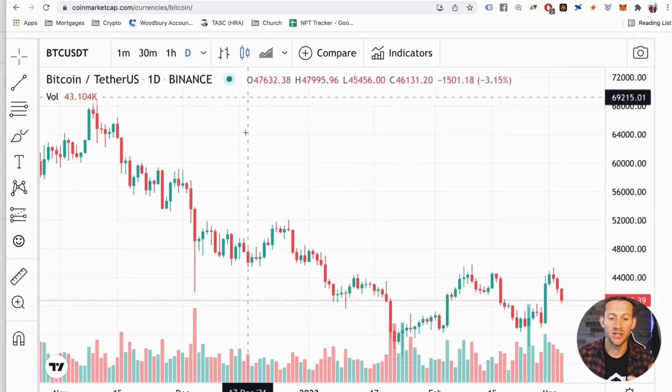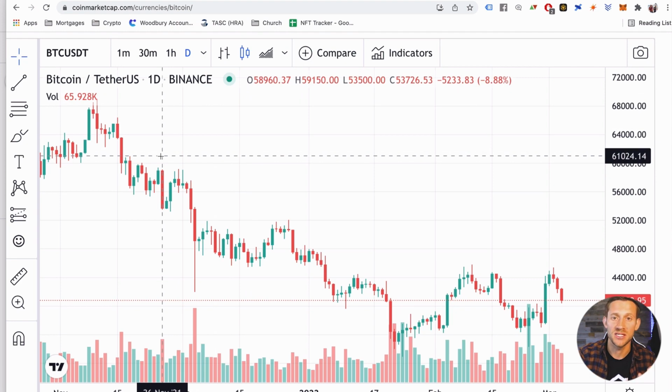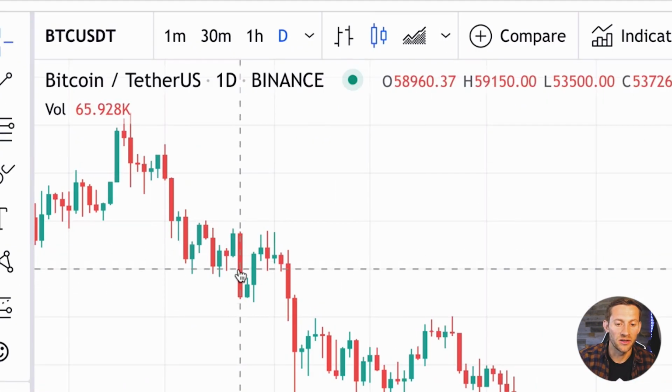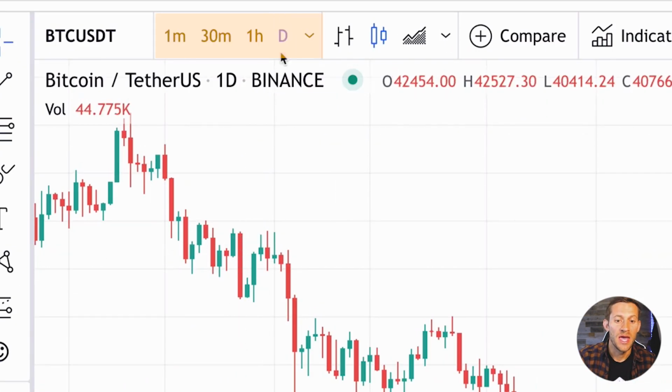Now let's talk a little bit about what each one of these pieces of a candlestick chart means. The first part of the chart is the time frame. You can see each one of these is a little candle. It's a red or green candle. And up here is where we can see the time frame.